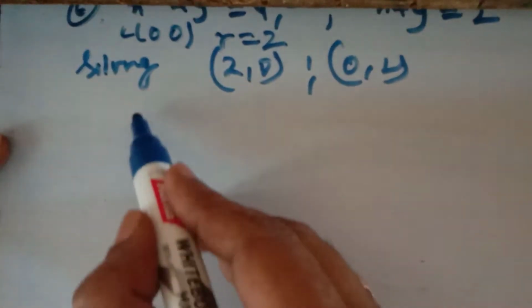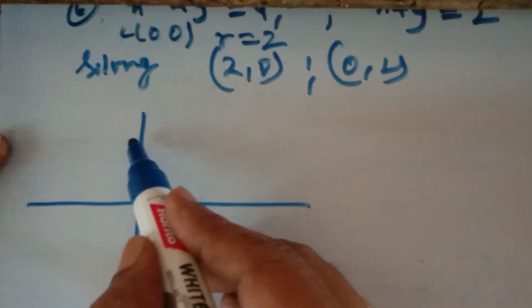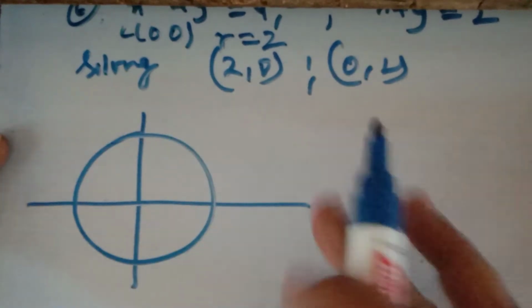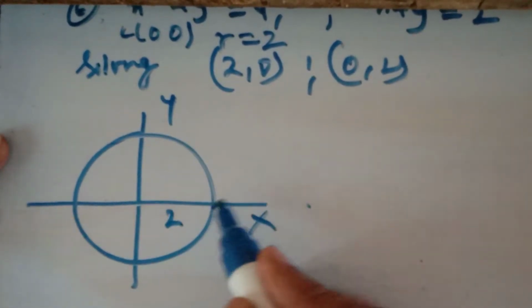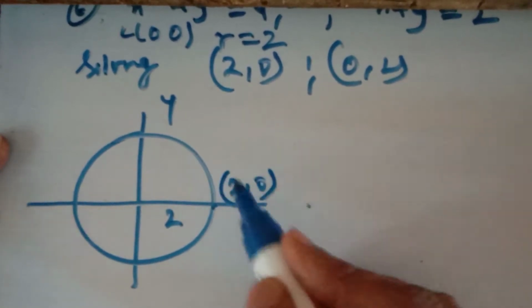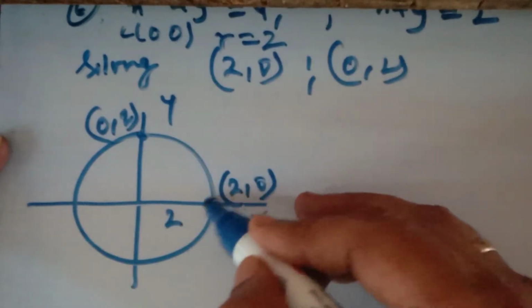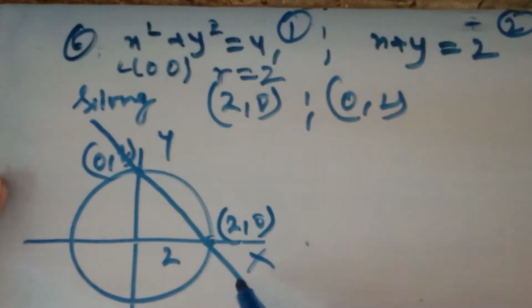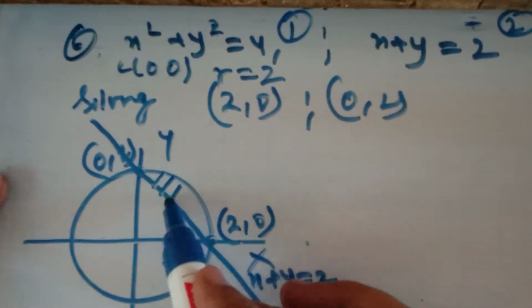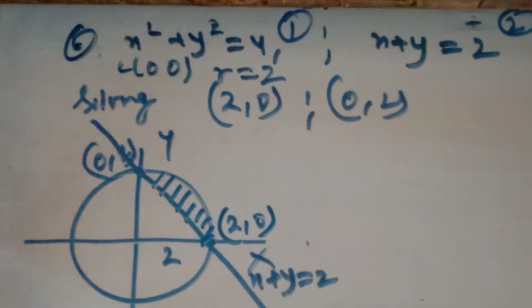So sketch this. It will be a circle with the center at origin and radius 2. This point will be (2, 0) and this point will be (0, 2). So the line is passing through these 2 points. This is the straight line, x plus y is equal to 2, and you have to find the area bounded by these two. This is the area bounded by these two curves.